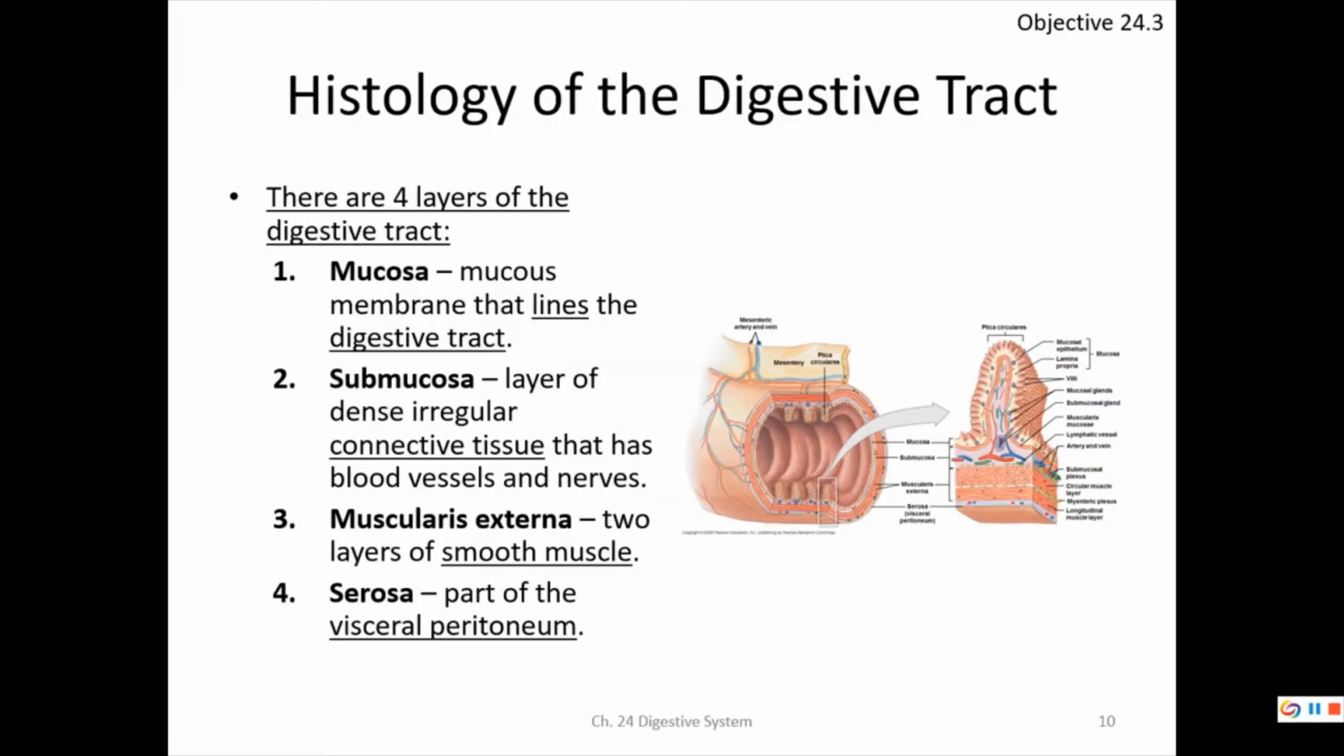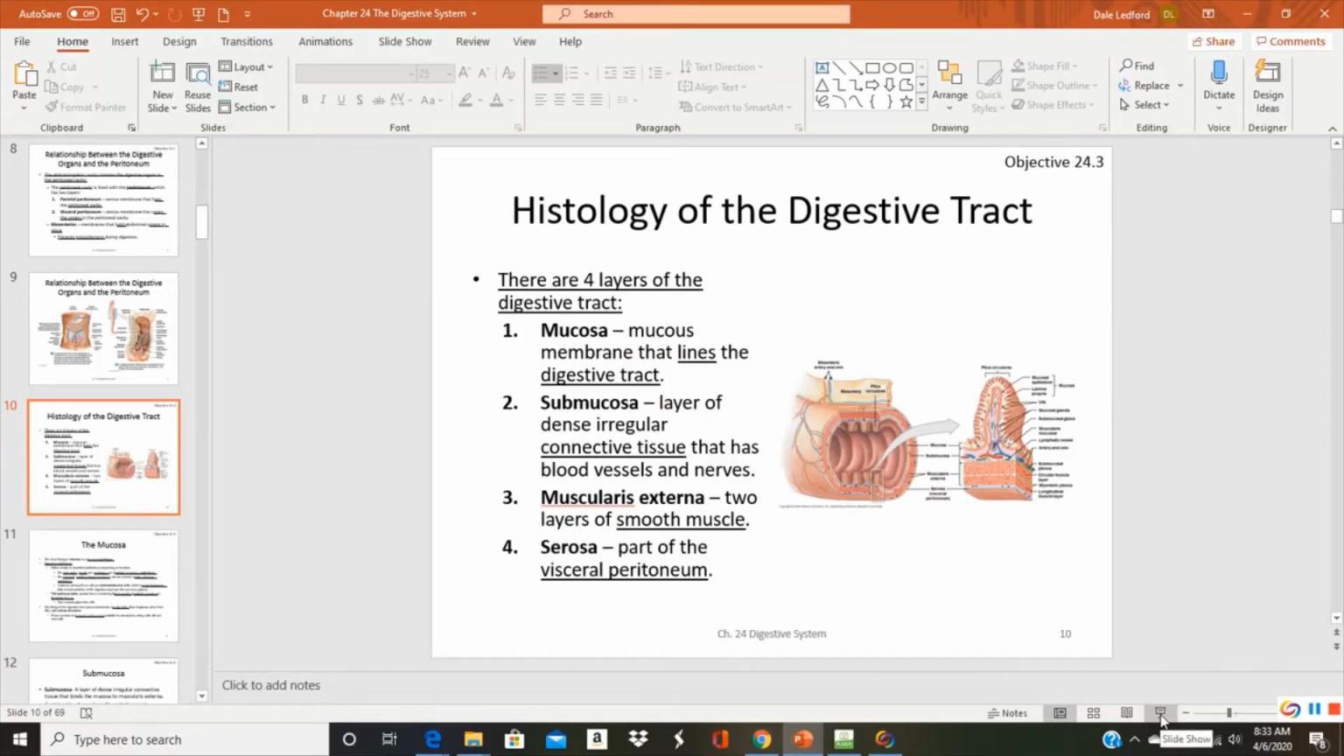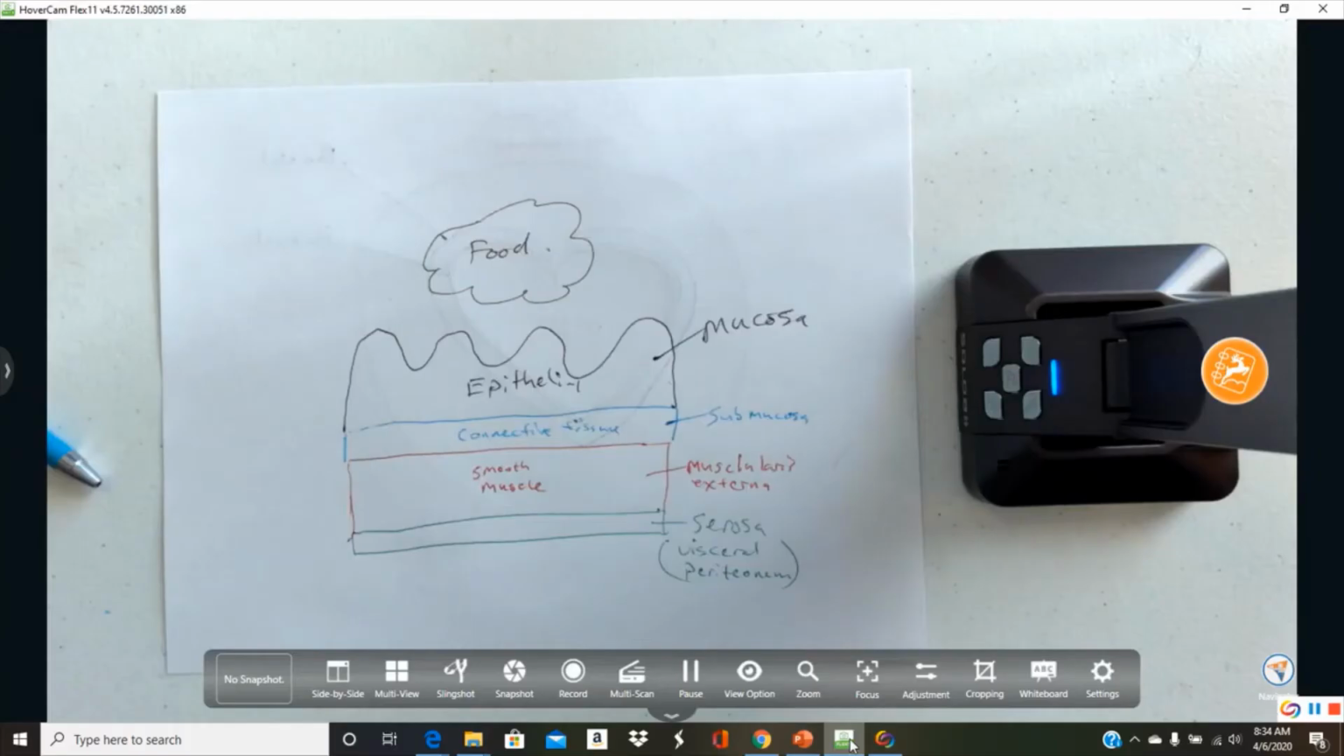Now remember, the mucosa, that is the mucous membrane, so it is an epithelial cell layer with mucus. Submucosa is your connective tissues. It's dense, irregular connective tissue. And Mr. Leffert did forget to go in and put connective tissues in his drawing there. So let's add that.